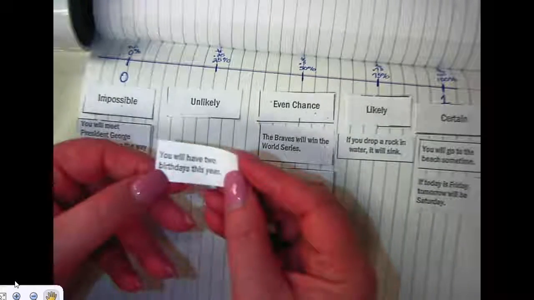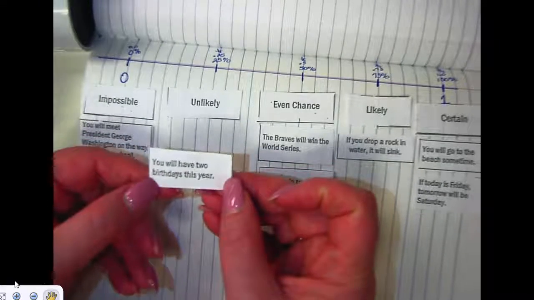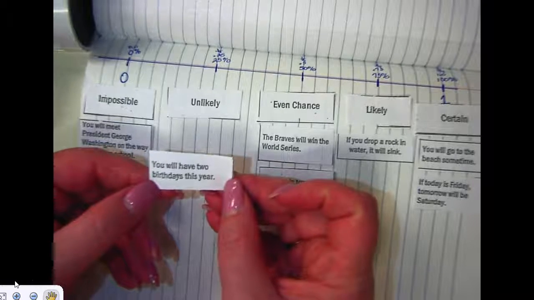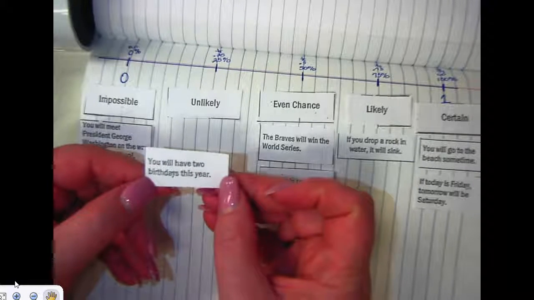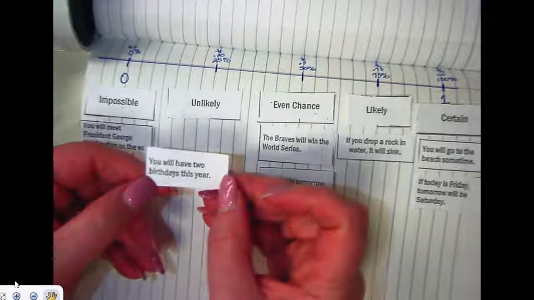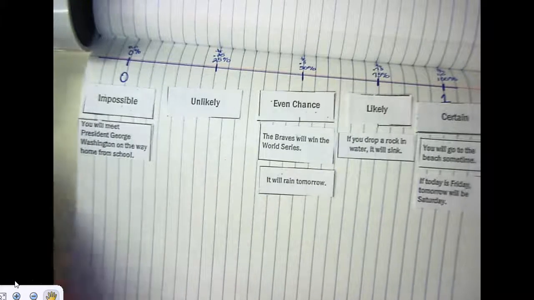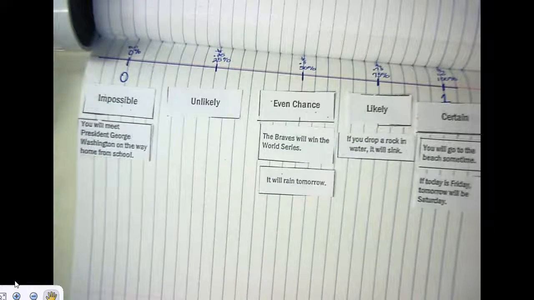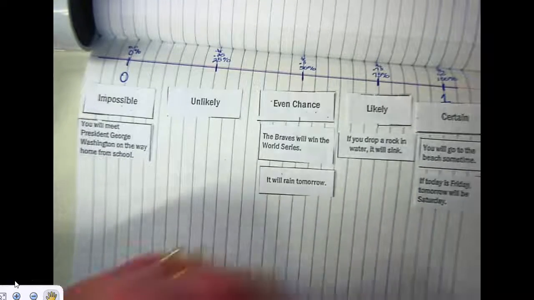All right. You will have 2 birthdays this year. My parents are divorced. I'm having 2 birthdays this year. But you might be having 2 birthday celebrations. But we're talking about actual birthdays. So, impossible.